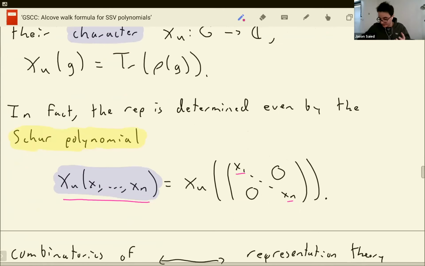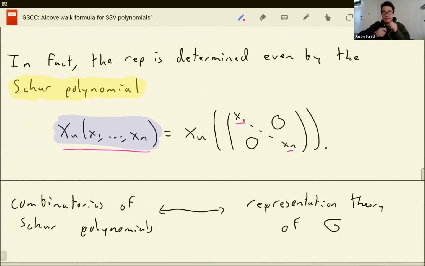But so the point is, by understanding the combinatorics of these things I'm calling Schur polynomials, I can learn about the representation theory of the group GL_n. And there are many instances like this out there. I'm not just interested in Schur polynomials. So let me sort of give you a hierarchy, without really defining anything, of a bunch of polynomials that come up.